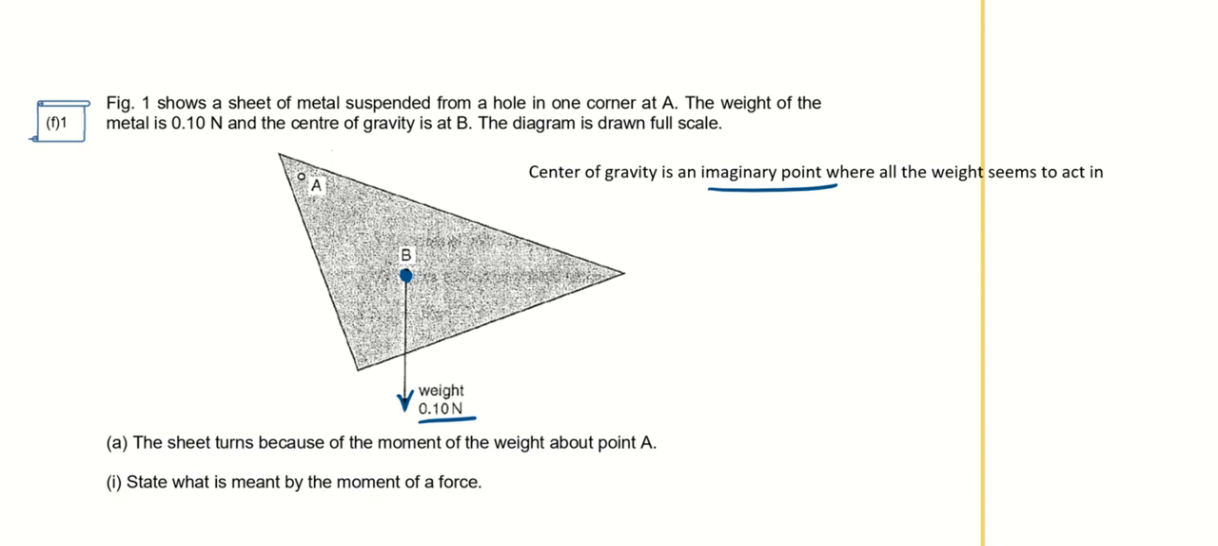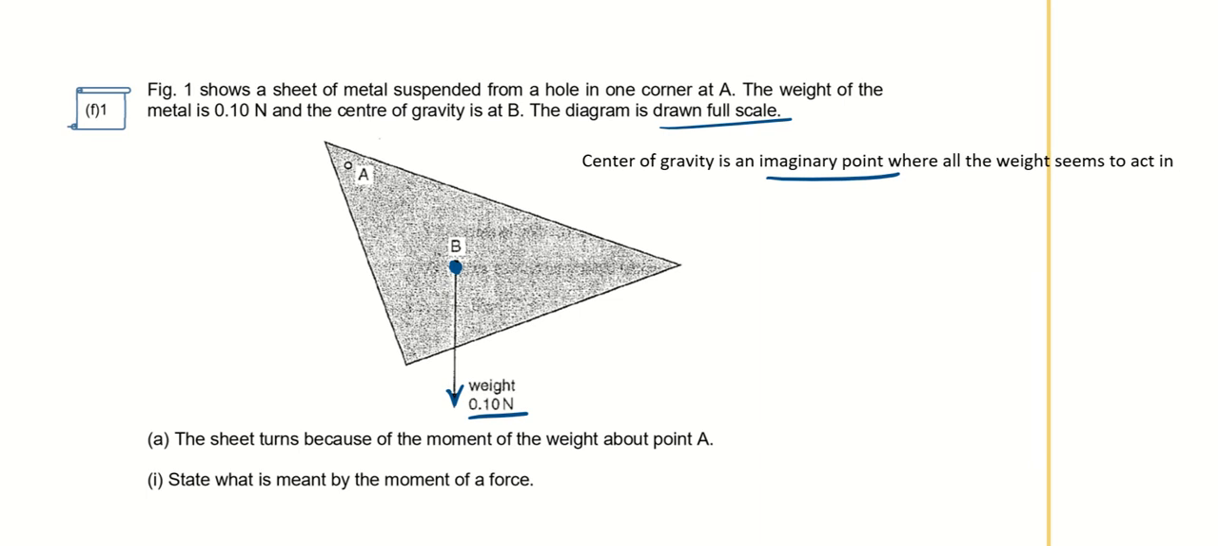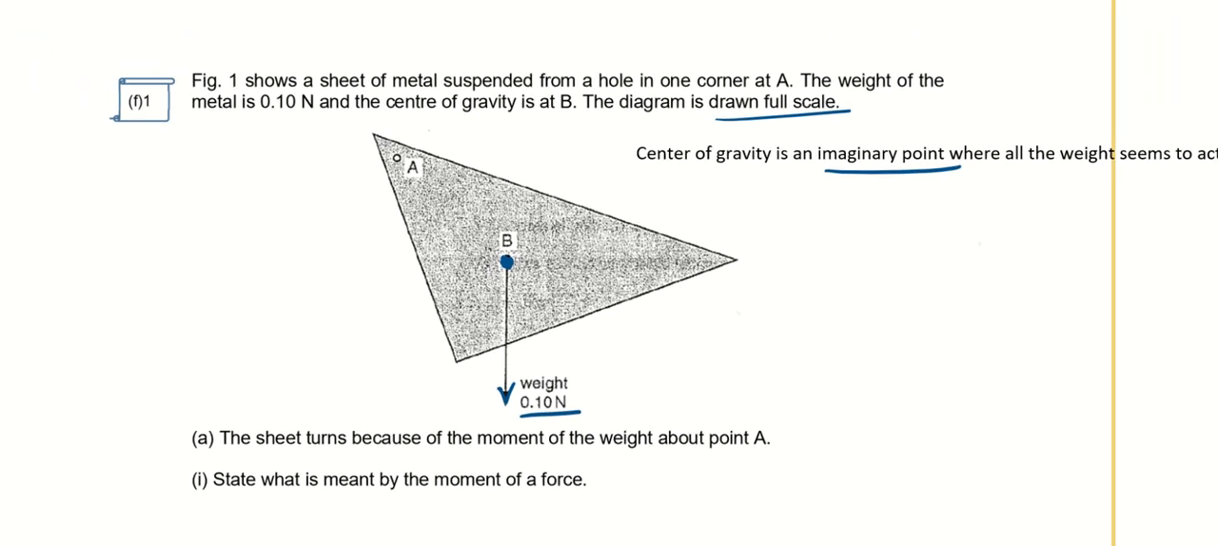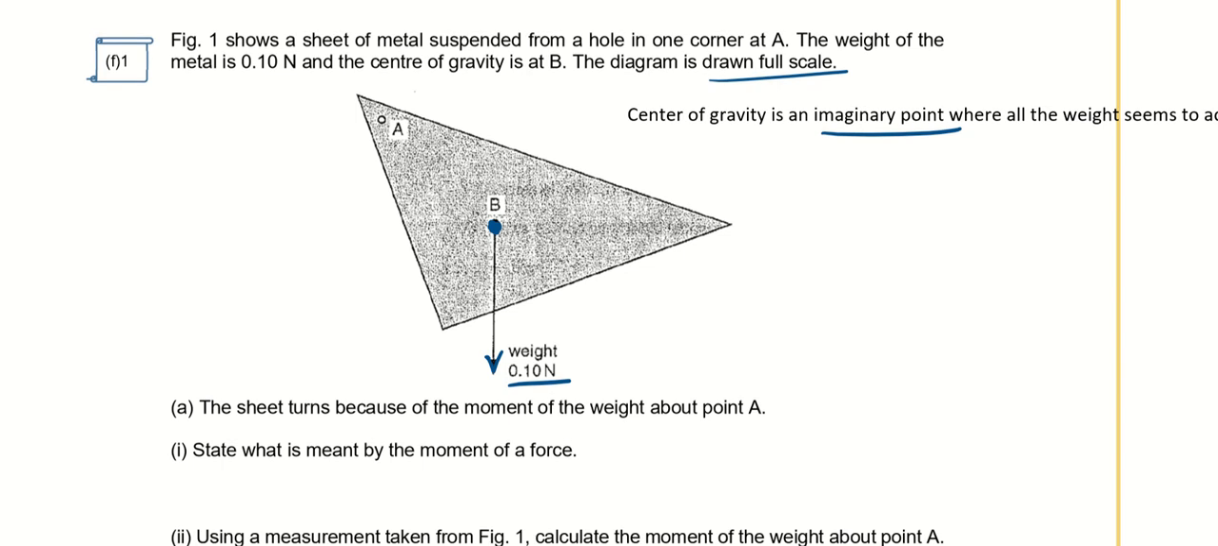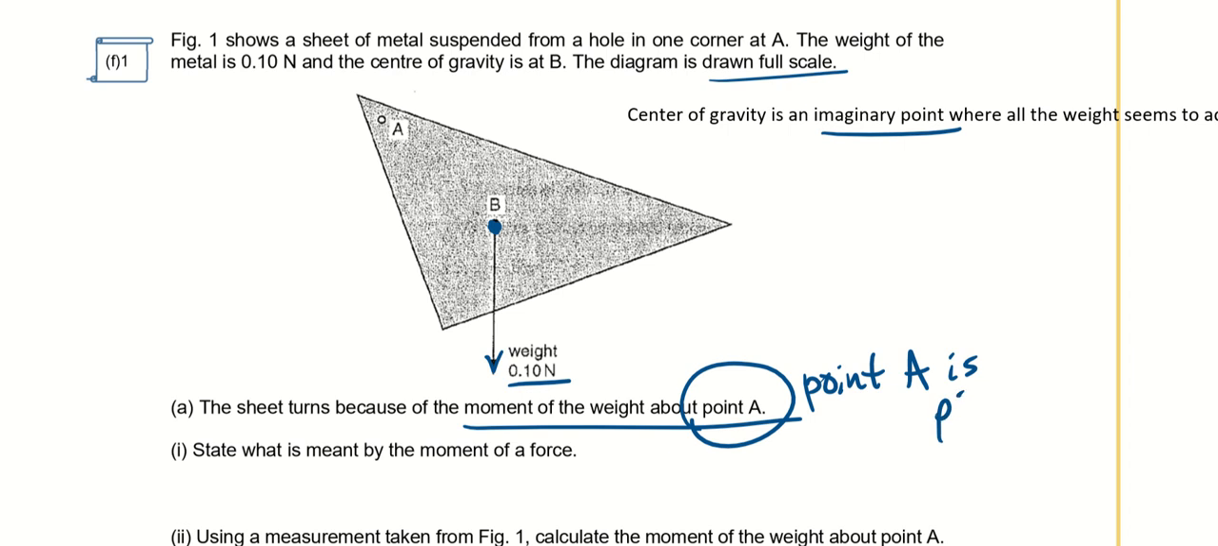Okay. The diagram is drawn full scale. I'm not sure how it is shown on yours. For mine, I can zoom in and out, so there will be some changes. But for yours, if it's printed notes, then it should be this fixed scale. Now the sheet turns because of the moment of the weight about point A. That means point A is the pivot. So it turns because of the moment of the weight about point A.